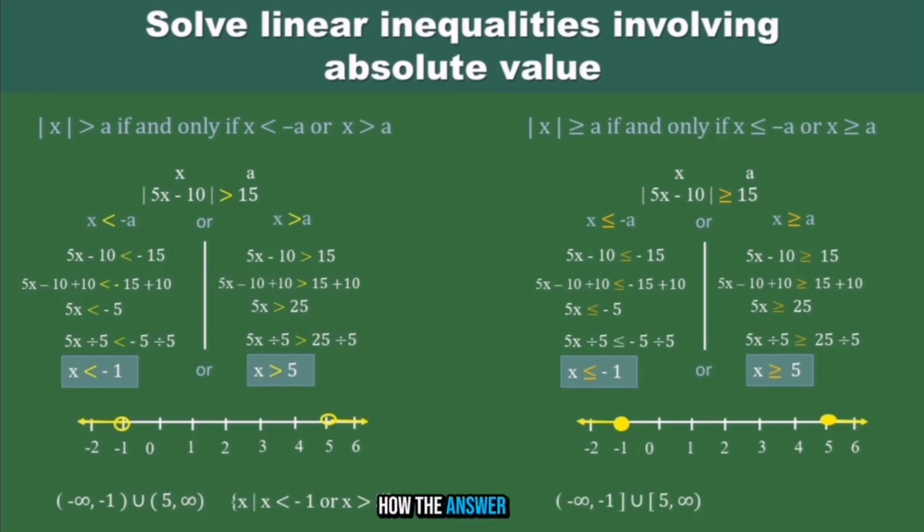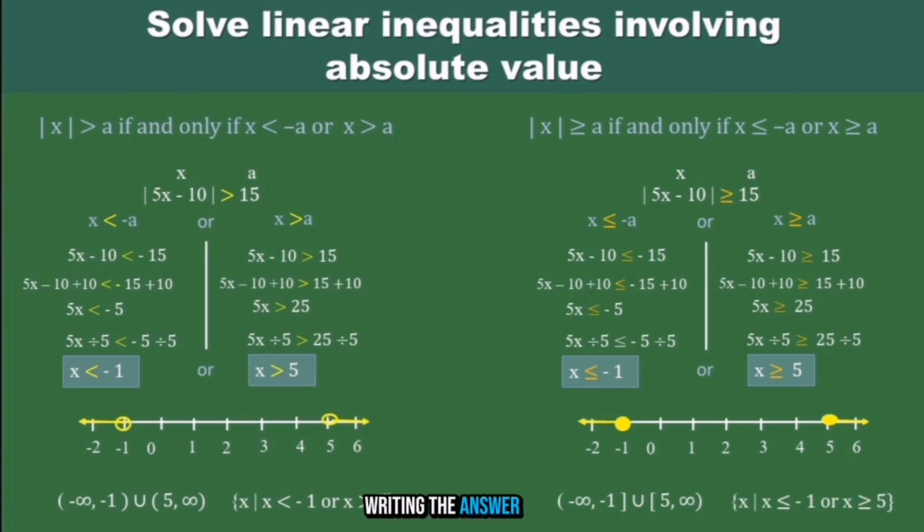This is now how the answer looks in interval notation. Pay attention to the square brackets, which indicate that the endpoints negative 1 and 5 are included in the solution. Writing the answer in set notation: the set of all x values such that x is less than or equal to negative 1 or x is greater than or equal to 5. The less than or equal to symbol and the greater than or equal to symbol show that negative 1 and 5 are part of the solution.